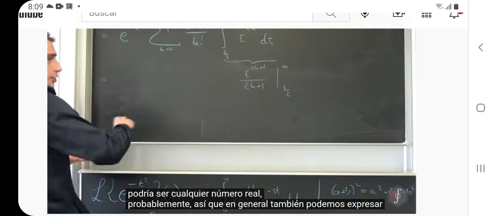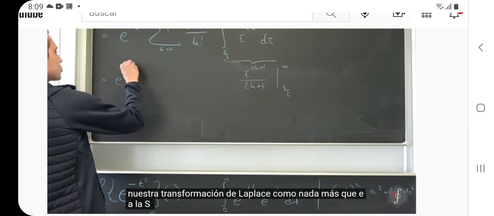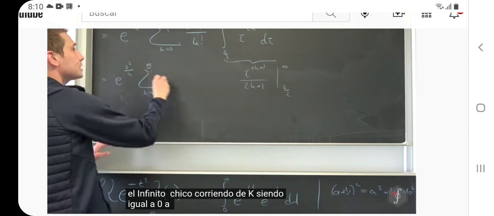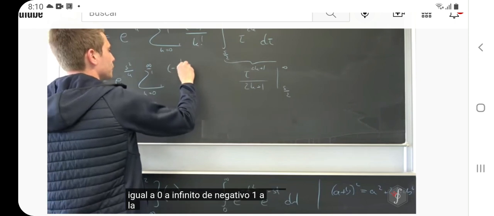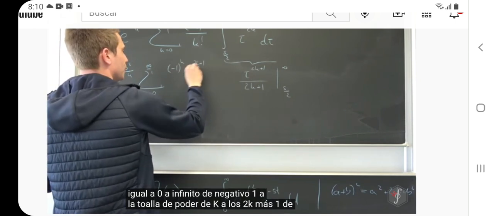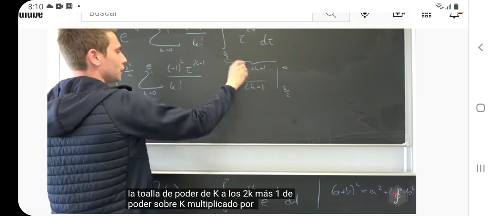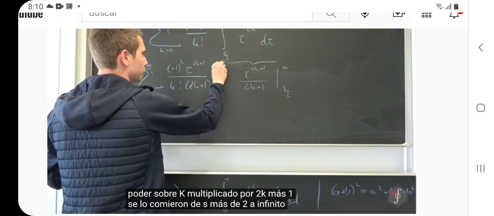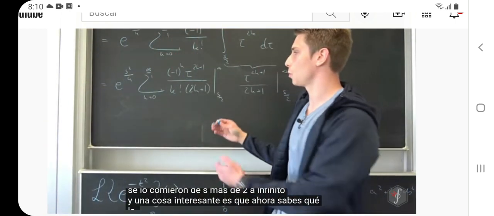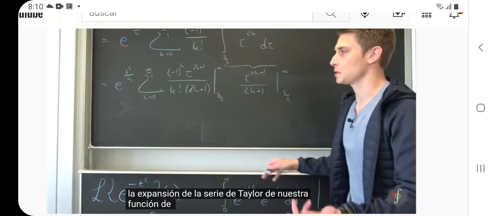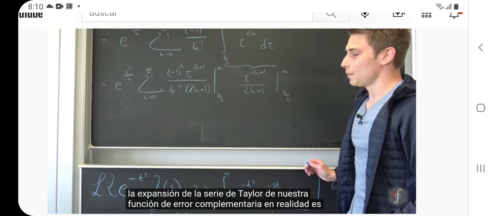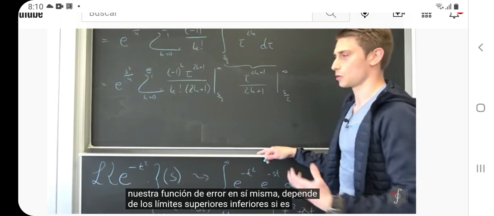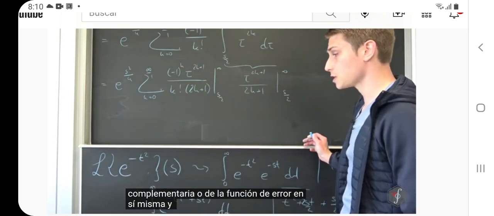So overall, we can also express our Laplace transform as nothing but e to the s squared over 4, then the infinity boy, running from k equals 0 to infinity, of (-1) to the kth power, tau to the 2k plus 1th power over k factorial times 2k plus 1, evaluated from s over 2 to infinity. And one cool thing is, you now know what the Taylor series expansion of our complementary error function actually is, or our error function in itself. It depends on the upper and lower bounds if it is complementary or the error function in itself. And this is basically it.